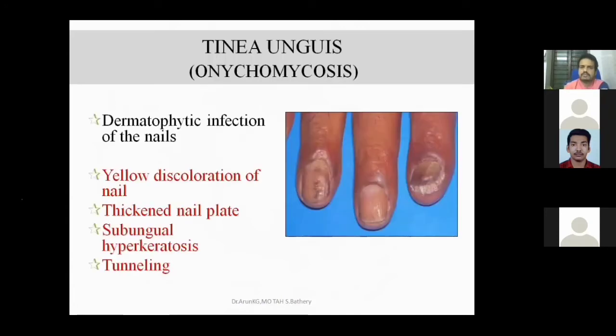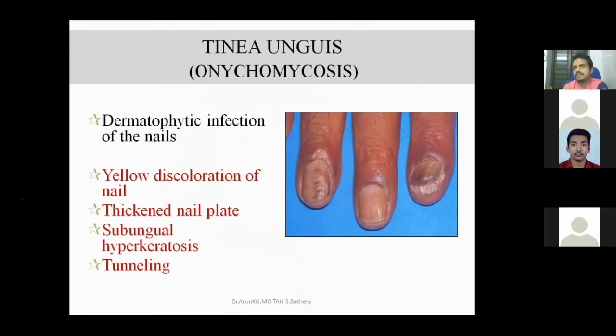Then onychomycosis, Tinea unguis, is the dermatophytic infection of the nails. What we have to consider in a dermatophytic infection of the nails is that there will be yellow discoloration of the nail. Then the nail plate will be thickened. When we compare to candida, in candida the nail will be thick.